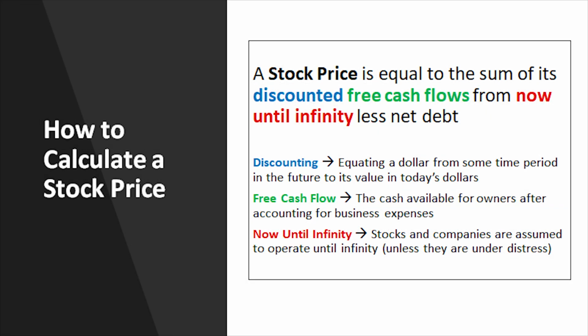We can start by looking at the equation for a stock price written out as a simple sentence. A stock price is equal to the sum of its discounted free cash flows from now until infinity less its net debt. This is a very difficult definition or equation to understand at first because it's difficult to comprehend how we can price or pay for something into infinity when we struggle to predict what will happen within the next month or year. So I'll start by defining these terms so that when we look at the proper formulas, we can understand why the current overselling in the stock market is illogical.